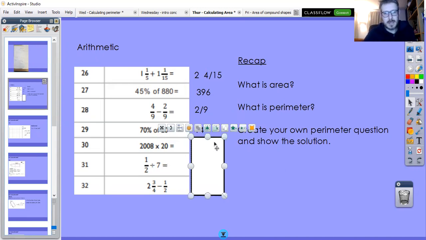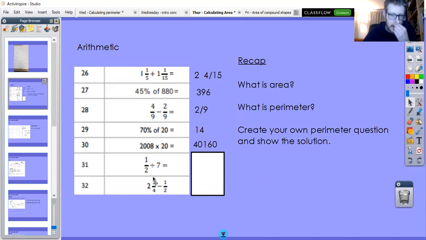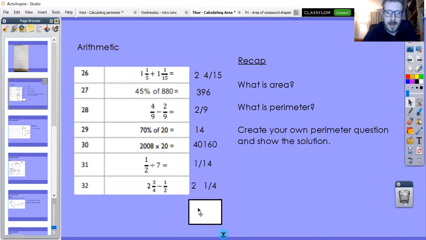2008 times 20 is 40,160. A half divided by 7, you can just multiply the denominator by the whole number, and you get 1/14. And then 2 3/4 take away a half, so you could change a half into 2/4. Take that away from 3/4, you've got 1/4, and you've still got the 2 wholes. You might have turned it into an improper fraction first. That's fine too, and you would have had an equivalent answer.